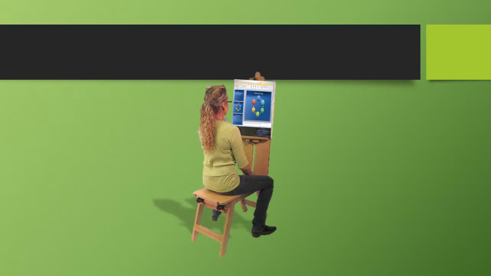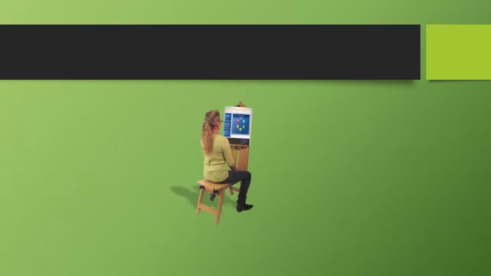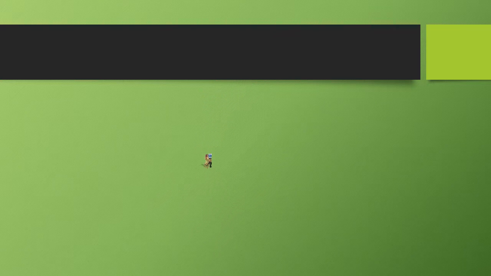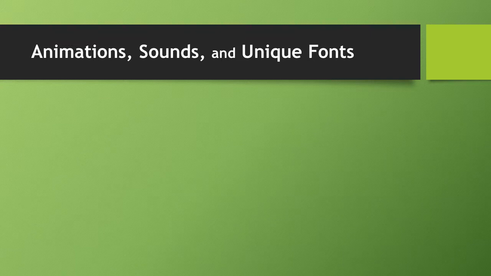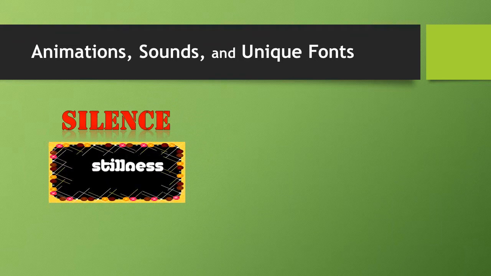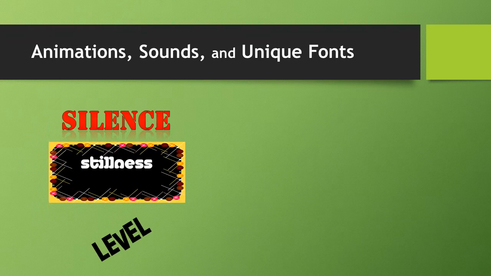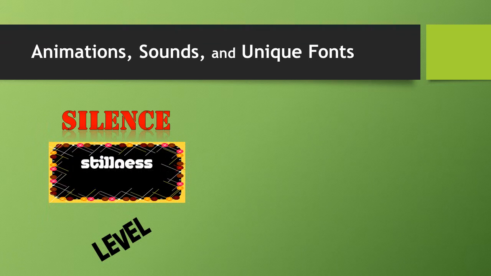Finding the right combination of elements in a presentation is an art. It takes practice, and there's plenty of advice out there. Most will say not to use animations, sounds, and unique fonts. You can see their point. Did any of that make sense? Did it confuse you? Am I making things even worse by asking you lots of questions? But it's probably more accurate to say use animations, sounds, and unique fonts sparingly and logically.